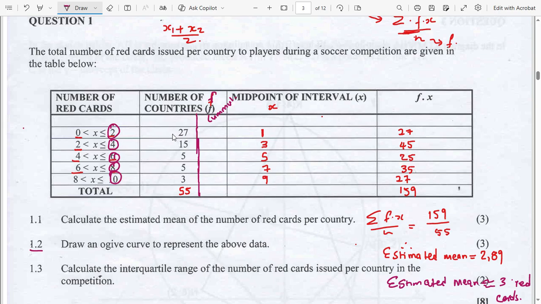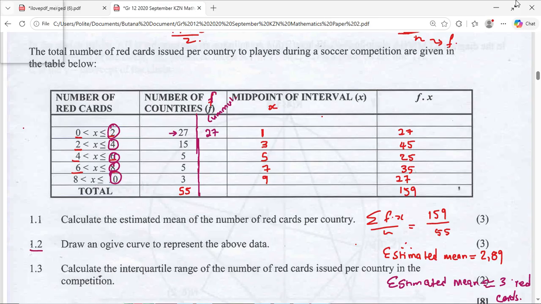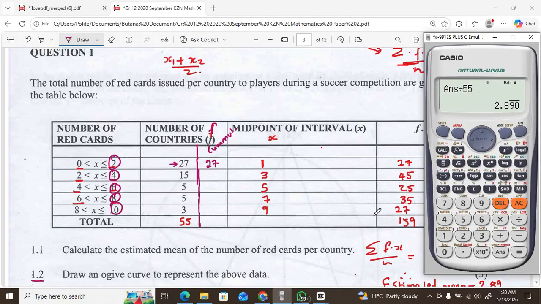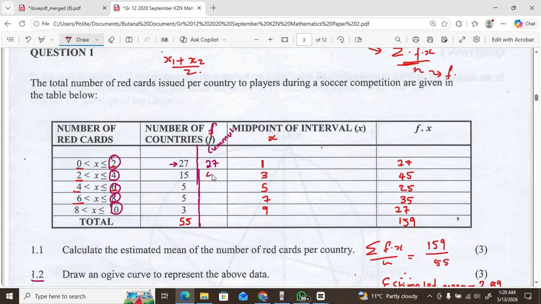You take the first number and just move it to this side, which will be 27. Then to find the next one, you add 15 to 27 and see what you get. So we add 15 to 27, this gives us 42. So the next one is 42.